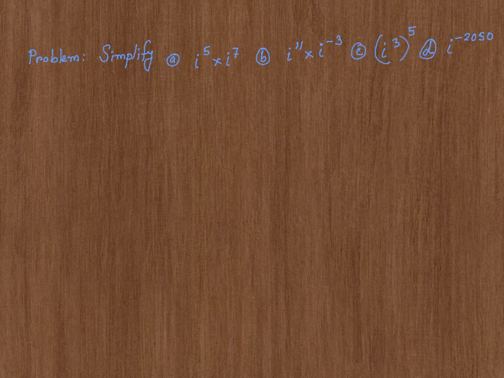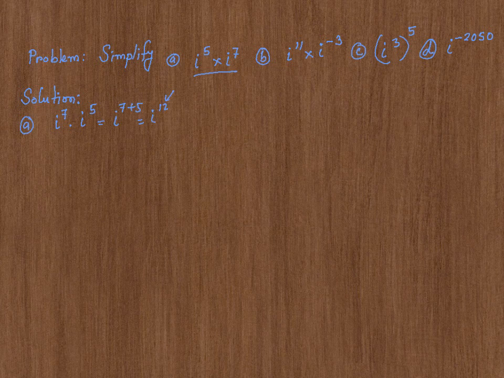In this video, I am going to simplify these imaginary / complex numbers. Let's start off with the first one. The first one is i to the power 7 times i to the power 5. I kind of reversed it, it doesn't matter. So i to the power 7 times i to the power 5, which is the same as i to the power 5 times i to the power 7, is equal to i to the power 7 plus 5, which is i to the power 12.